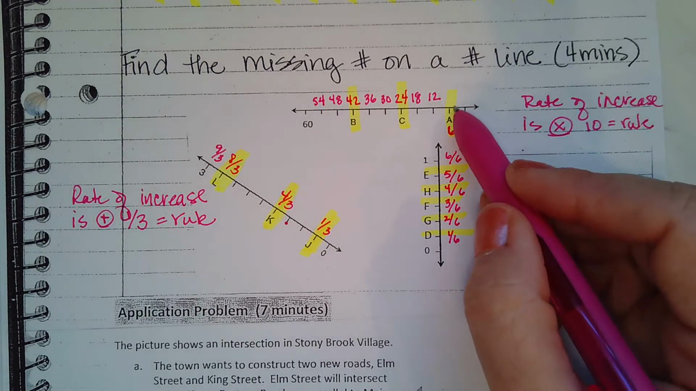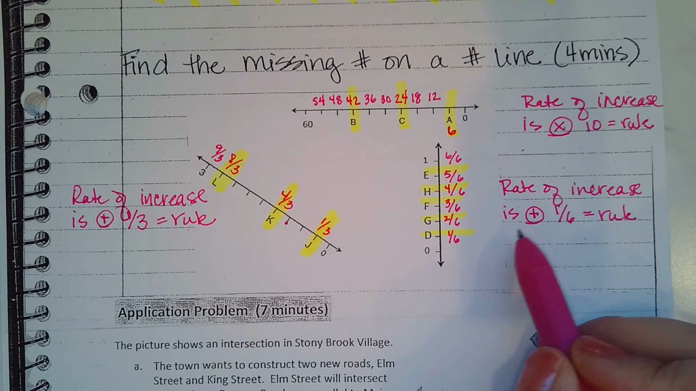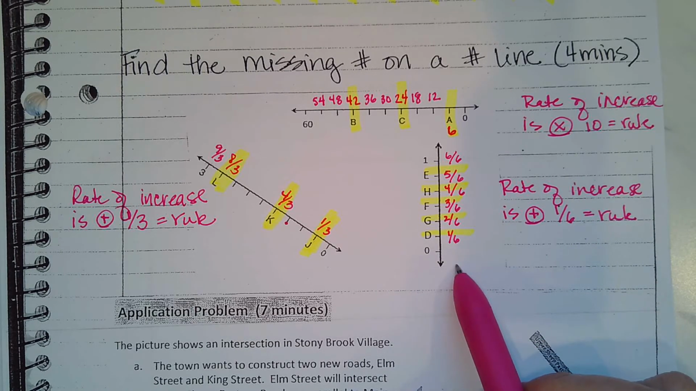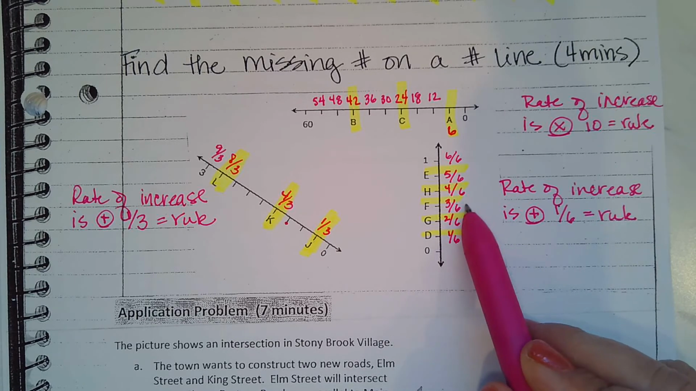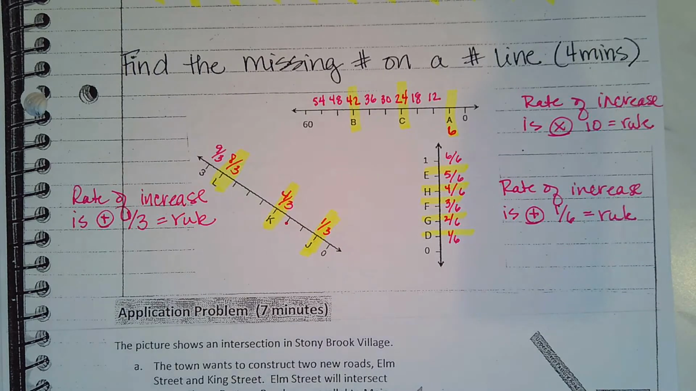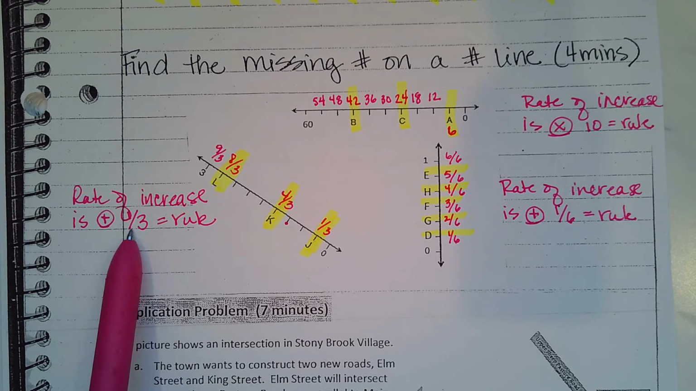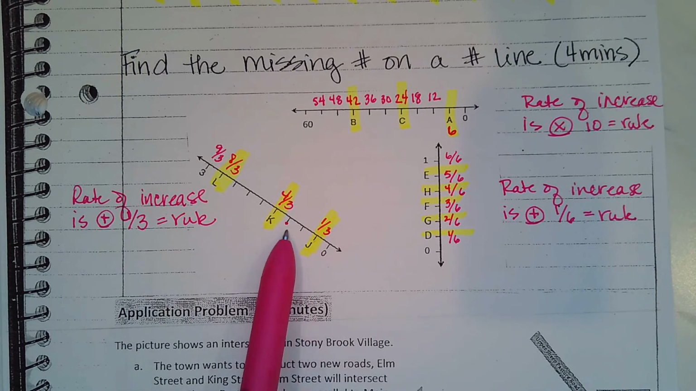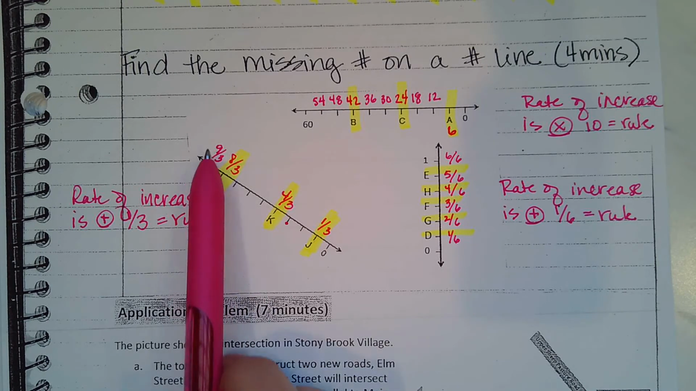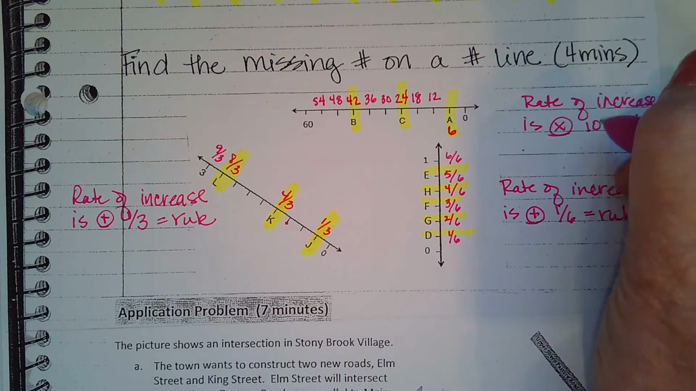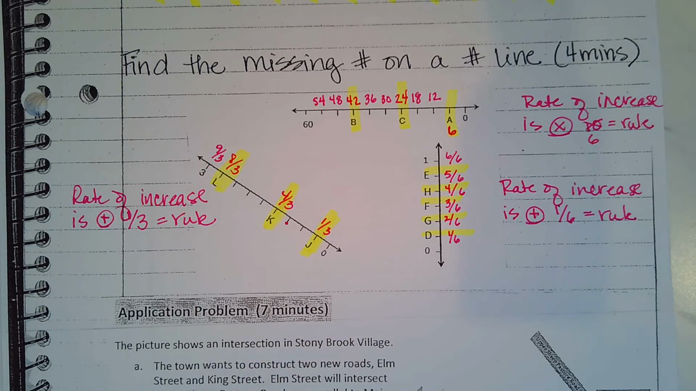Then we have the rate of increase here, where on this number line, it increases by sixths. So it increases 1 sixth, 2 sixths, 3 sixths, 4 sixths, 5 sixths, 6 sixths. Then this one right here, it increases by 1/3. So it's 1/3, 2/3, 3/3, 4/3, 5/3, 6/3, 7/3, 8/3, 9/3. 9/3 is 3. All right.